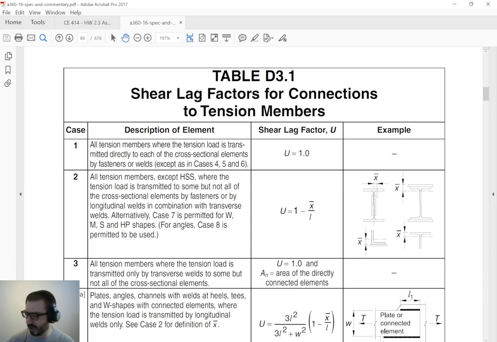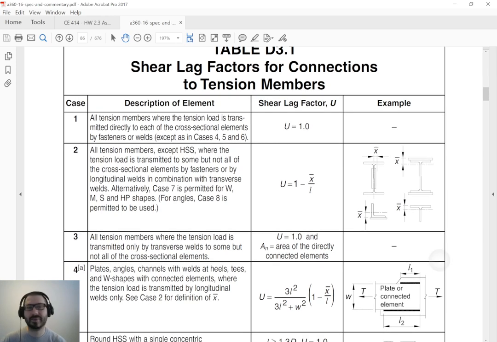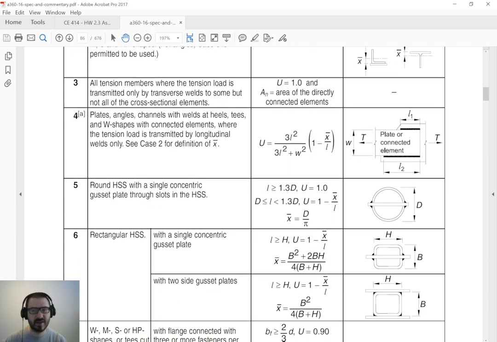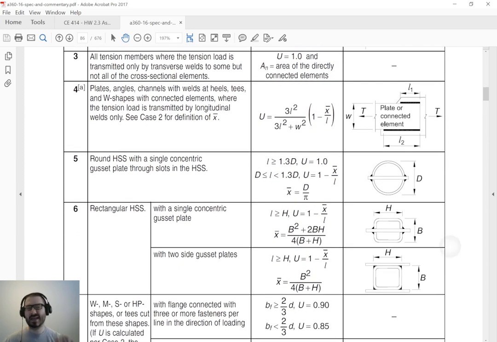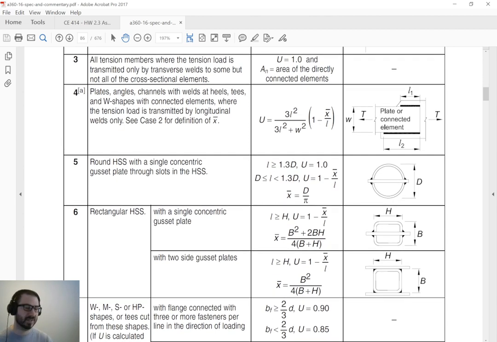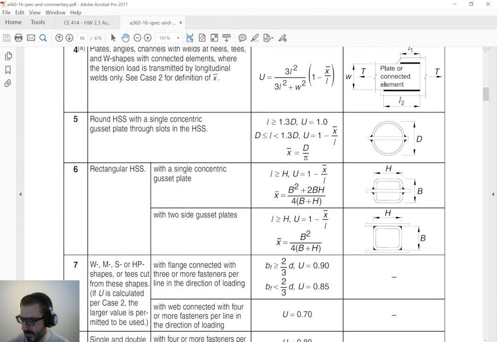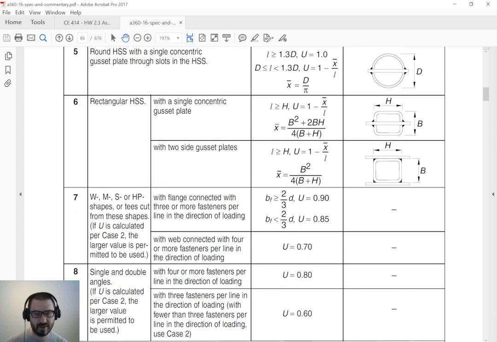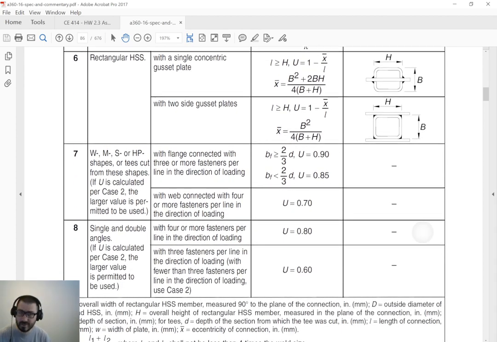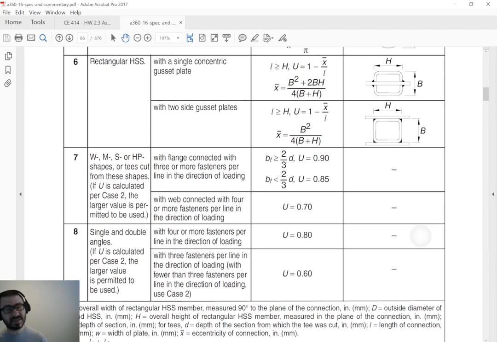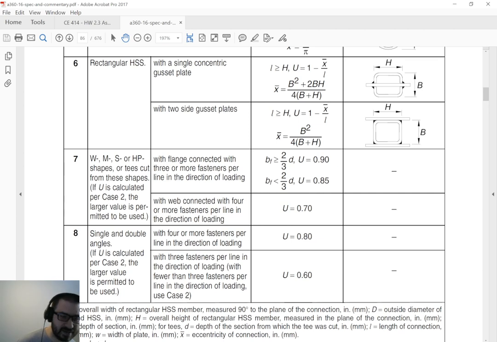So let's go through it again. Does case 3 apply? No, case 3 has to do with welds. Does case 4 apply? No, it has to do with welds. 5 and 6 are both HSS. In case I haven't said it before, HSS stands for hollow structural sections, so we're talking about pipes and tubes and things like that. So doesn't apply there. What about 7? W, M, S or HP shapes or T's cut from these shapes? No, does not apply. What about 8? Well, hold on. Single and double angles. Well, that does apply. So now we have case 8 to consider.